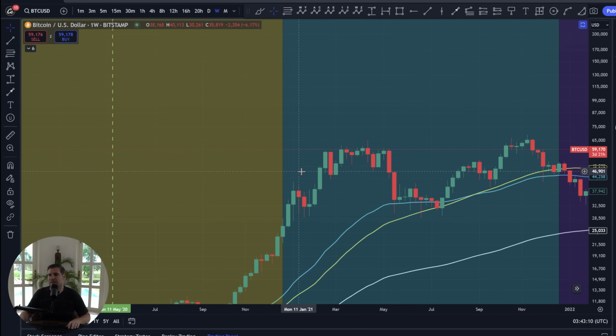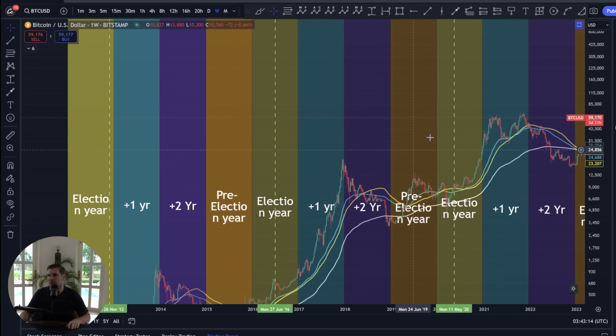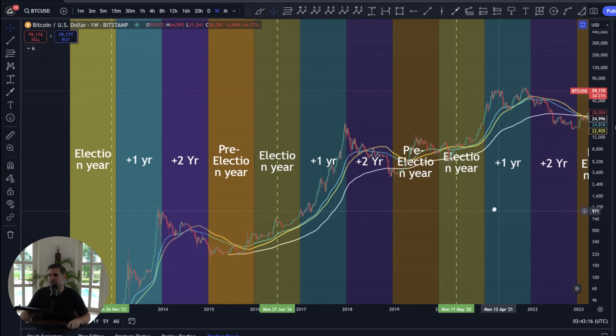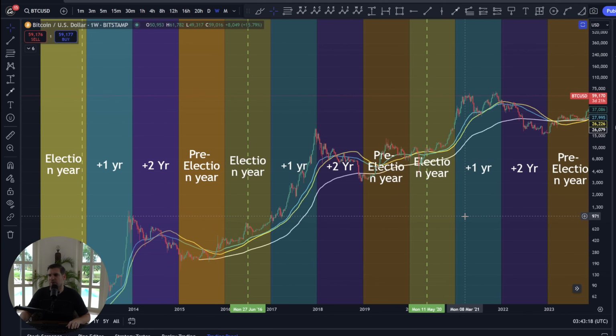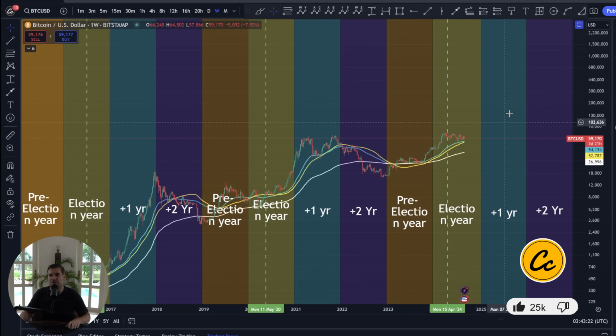So again, we see 3 for 3 here coming in with the idea that January 20th, inauguration day in the US, has been very positive. So we expect January 2025 to be very, very positive.